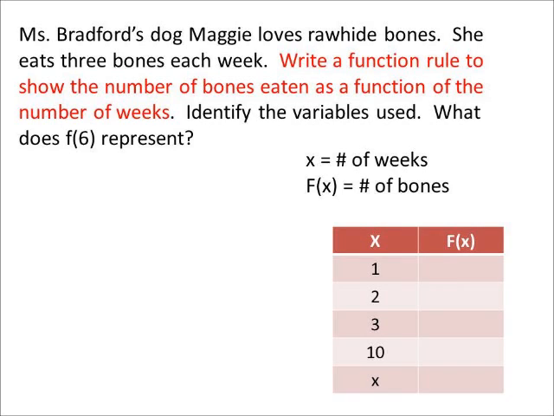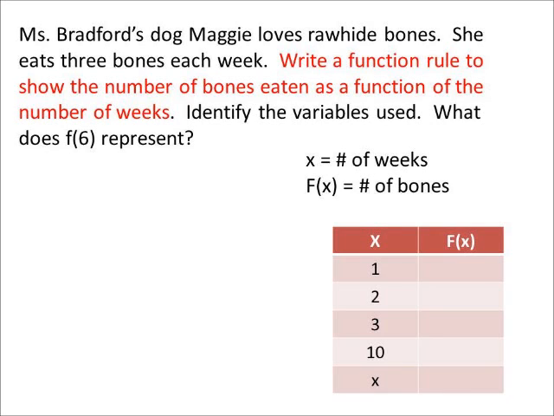Now we're moving on to writing the function rule, since we've already defined our variables. So there are different ways that you can do this. If you can go straight from this information to writing the function rule, then go ahead and do that by all means. Some people may need to do a chart in order to figure out what's going on. So we're going to make a t-chart.